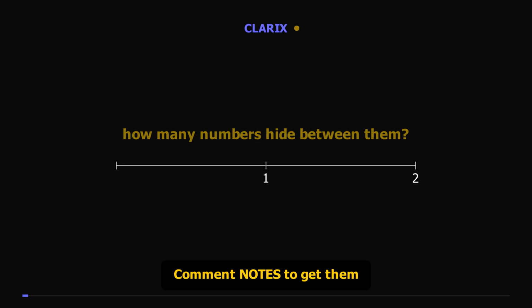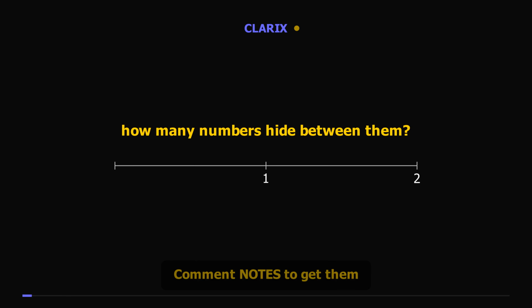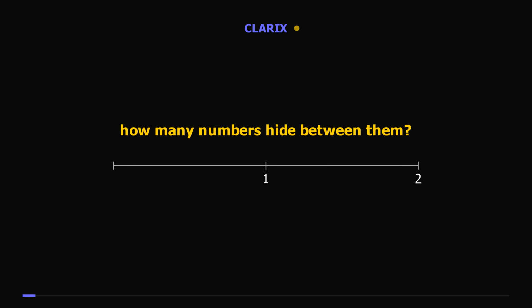Between the numbers 1 and 2, how many other numbers actually exist? The honest answer is infinitely many. And by the end of this video, you'll see exactly why, plus meet a whole family of numbers that refuse to be written as a fraction at all.